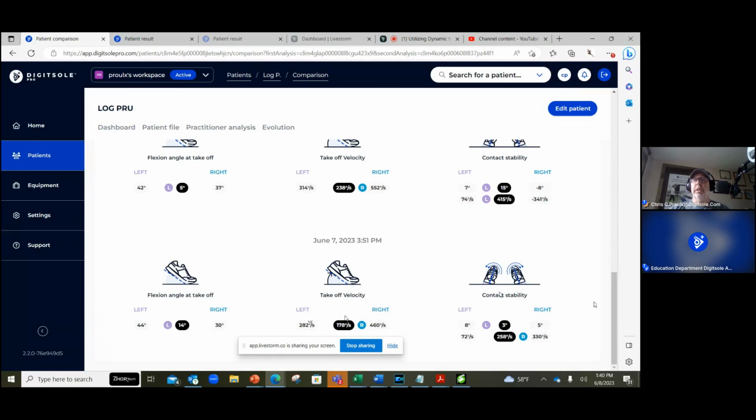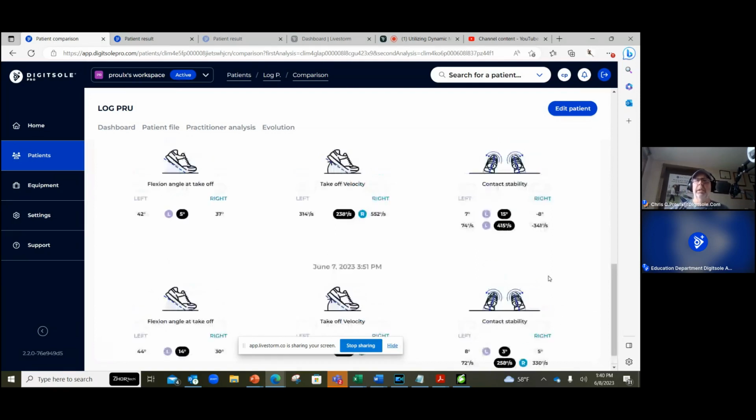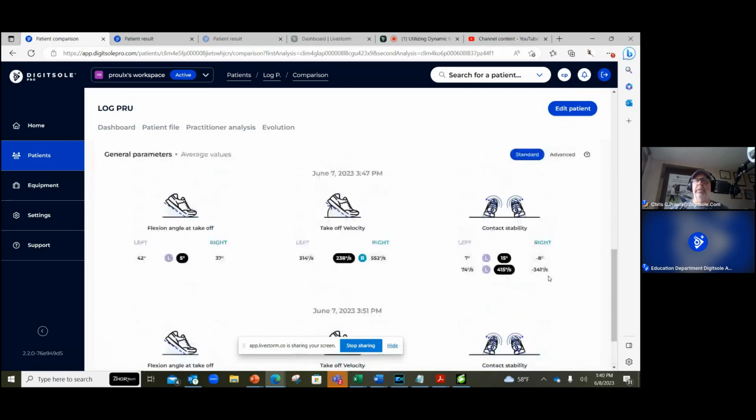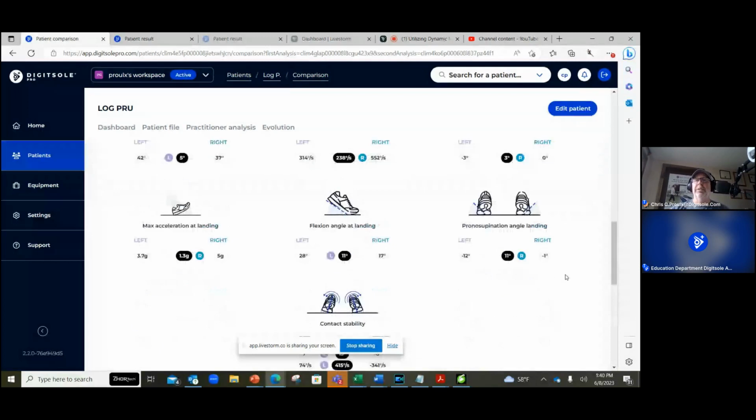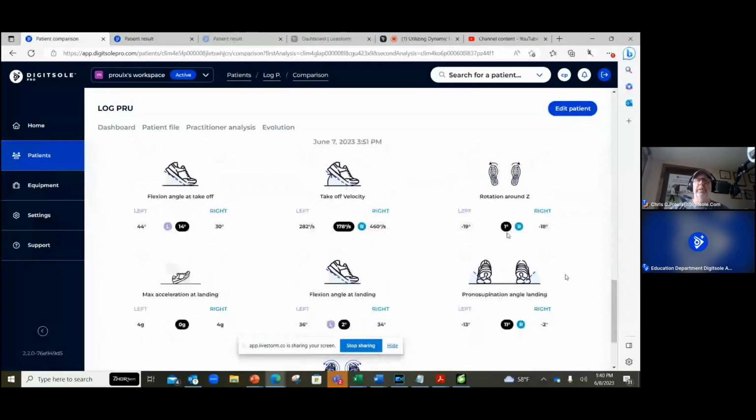So then we see in the contact stability 8 and 5. So it's actually much closer to a normal position, or at least similar bilaterally. If we click in here, we also notice a rotation around that Z axis. He's very symmetrical, but now he's landing with a little bit more of that toe-in position between the two.